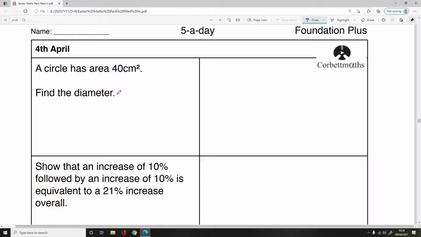Okay, so starting off here, we've got an area of 40 centimeters squared, so we should write down the formula for area. There are about 5-6 area formulae you should know. This is one of them. This is equal to 40. What do we need to do? We need to find what the radius is to start with. Then we're going to have to find the diameter when we're done. So we'll divide by pi.